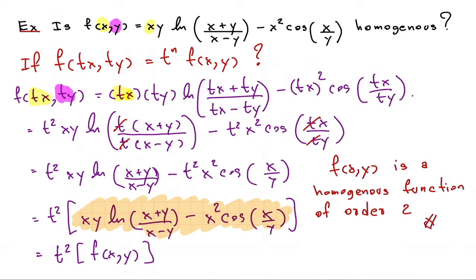Because we can write f(tx, ty) in terms of t squared f(x, y). So t squared means that the n here is actually 2. Make sense? So it's a homogeneous function of order 2. As simple as that. Okay, let's look at another example.